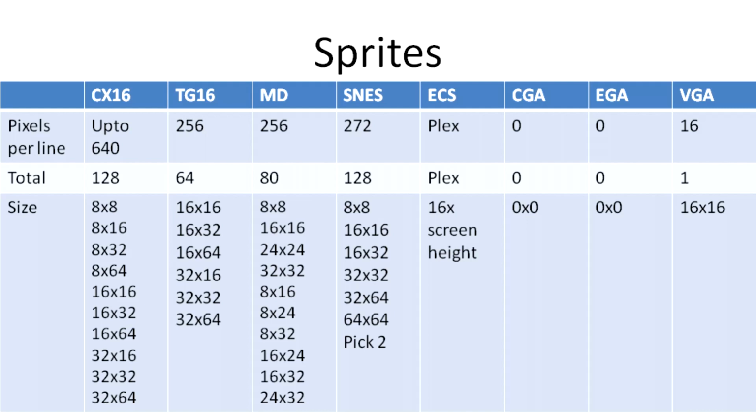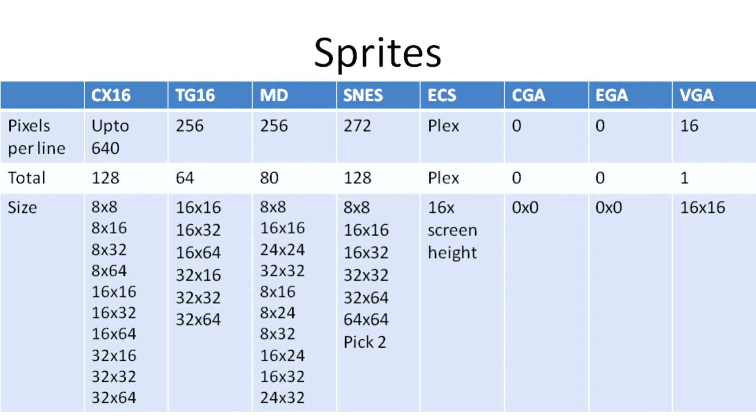The TG16 and MegaDrive support up to 256. The SNES ekes out 16 more to push it to 272 pixels per line. The ECS is as many times as you can plex the 8 sprites across the horizontal line. Off you go. The CGA and EGA have 0, and the VGA supports 16 pixels per line.